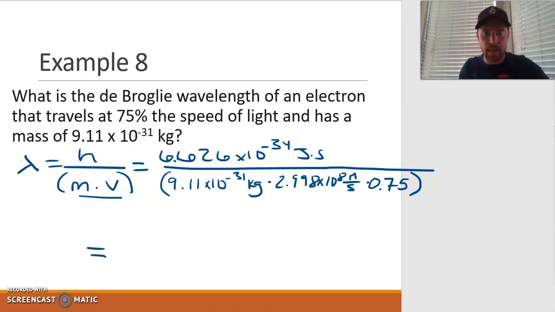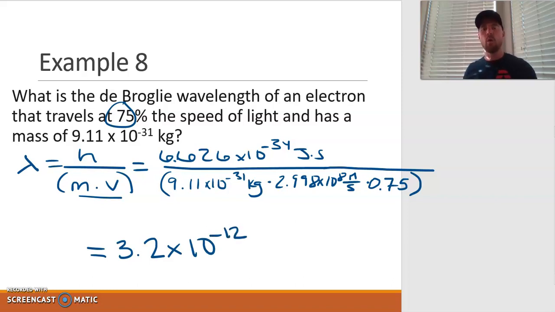All right, and my answer is going to be 2 sig figs, because this 75% is a measured value. Even though it's a percentage, it's measured. And so two significant figures would give me an answer of 3.2 times 10 to the negative 12.